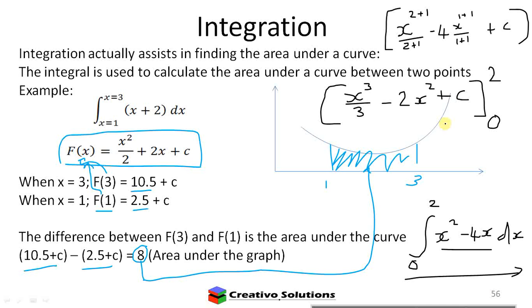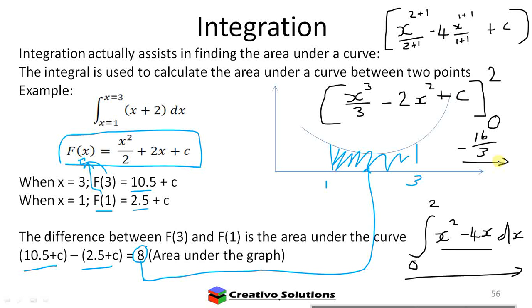Minus c. So the answer is minus 16 over 3. Correct. Once you've done that, minus 16 over 3 is the answer. But is that the answer? No. Why? Area is always positive. So then the answer would just be 16 over 3, because the area must be positive.